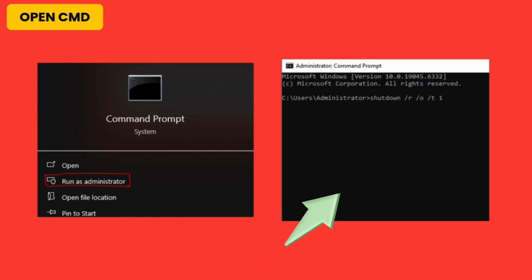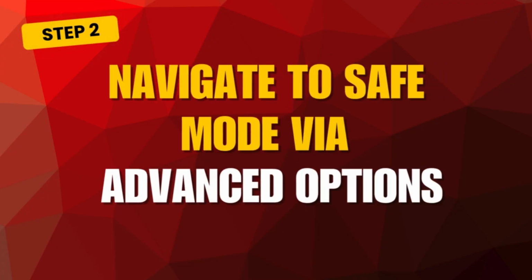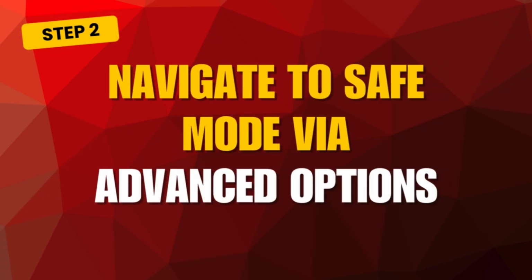Now, in the command prompt window, type this command, shutdown /r /o /t 1, and then press Enter. After you press Enter, your PC will restart automatically and take you to the Choose an Option screen, where we'll move on to the next step, accessing advanced options.